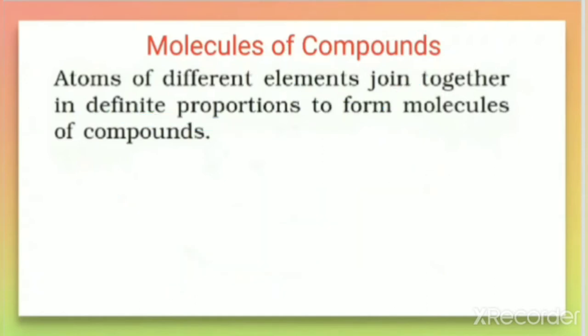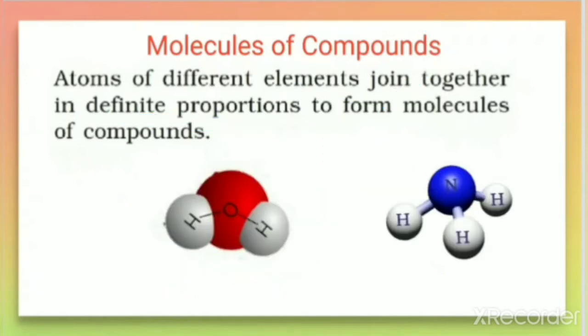We have already discussed the examples, that is water and ammonia. These are the examples of compounds. In this, we can find out what different atoms are there. What are the different atoms in the case of water? There are two hydrogen atoms, and there is a single oxygen atom. So two hydrogen and one oxygen. They are combined in a fixed ratio.